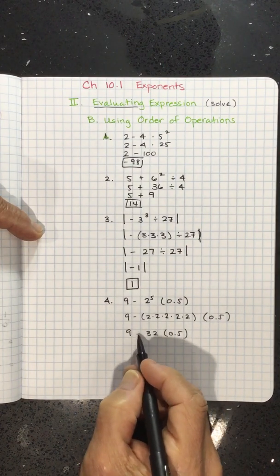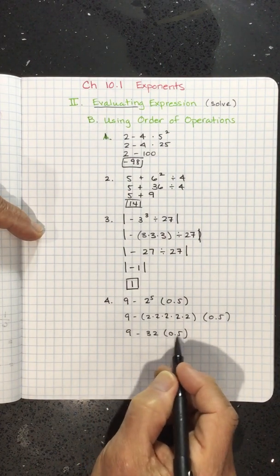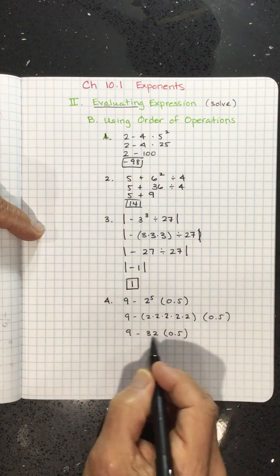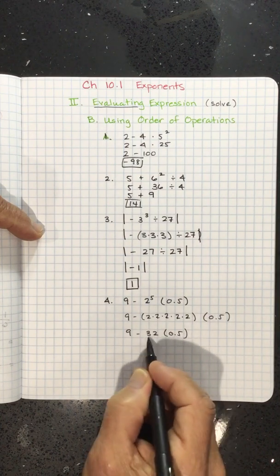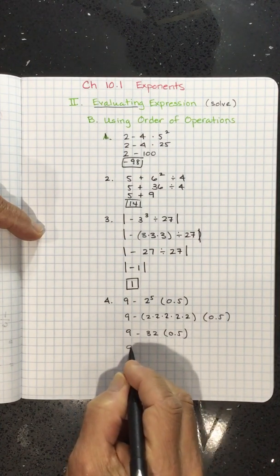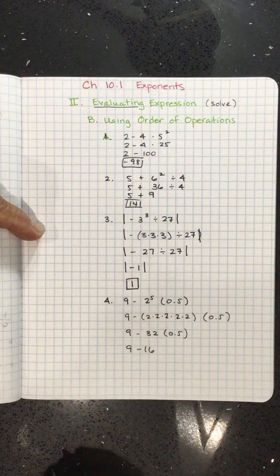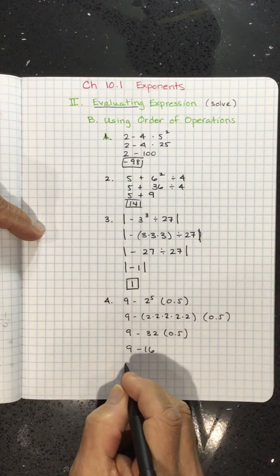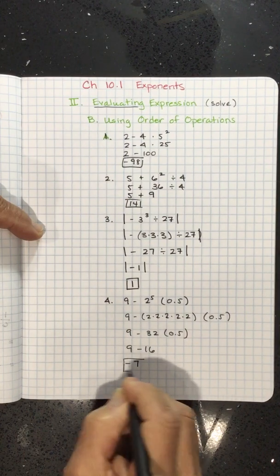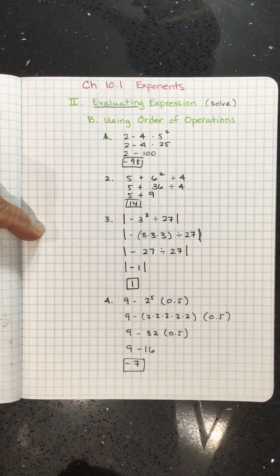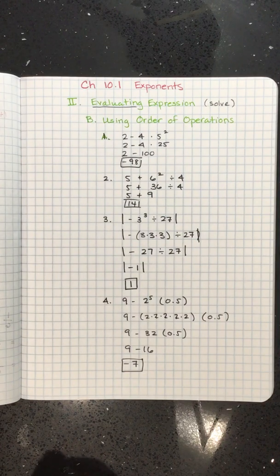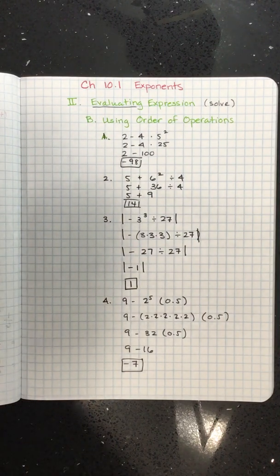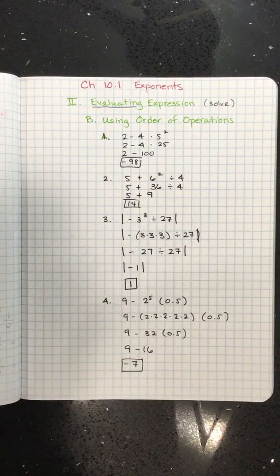So now we have 9 minus 32 times half. So what's 32 times half? Half of 32 is 16. And then 9 minus 16 is negative 7. It's all about following order of operations, which you've been taught for many years. Don't break away from the idea of order of operations.